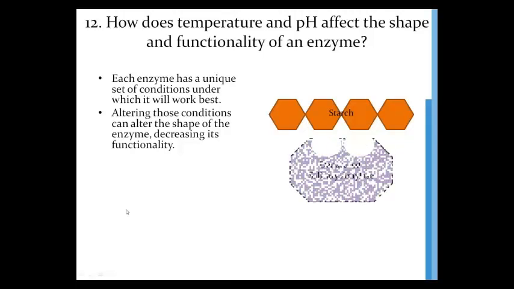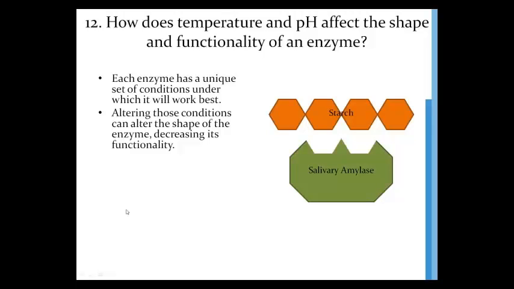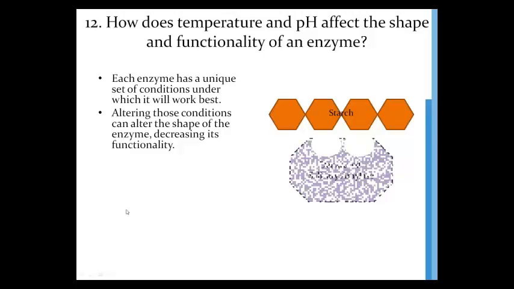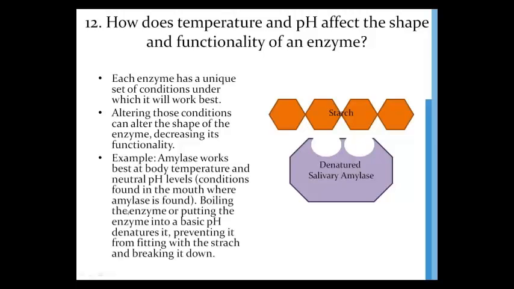If I were to change those conditions, I would cause the enzyme to be denatured, and you see that the shape no longer fits. So with the regular salivary amylase, we can see easily that it will fit with this starch. If it becomes denatured by changing the temperature, it's going to mess up the shape, so it no longer will fit with starch. So if I take that amylase and I boil the enzyme, or I put it into a basic pH, I'm going to denature it, preventing it from fitting with the starch and breaking it down.